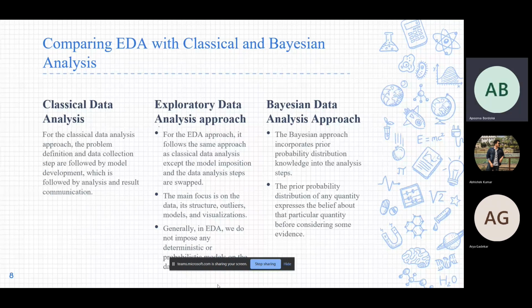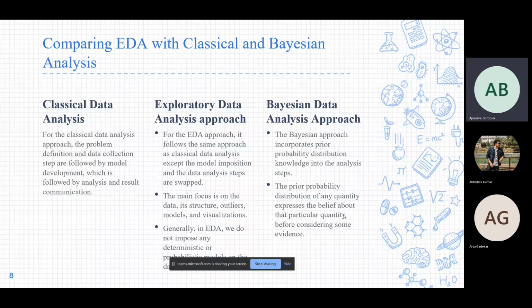Bayesian data analysis is kind of different as compared to both of them. Here we have an additional step of creating a prior probability distribution between the model development and data analysis steps. The Bayesian approach basically incorporates a prior probability distribution into our analysis step. This probability distribution expresses the belief about a particular quantity before even considering some evidence.